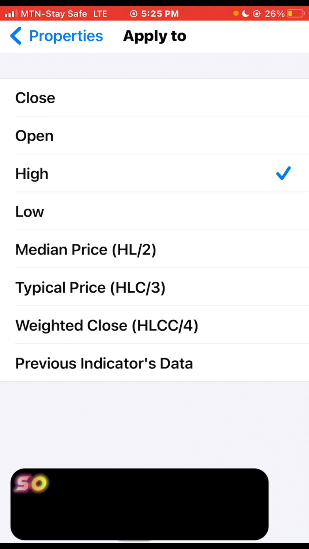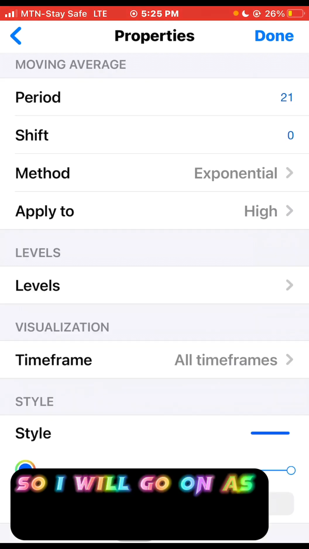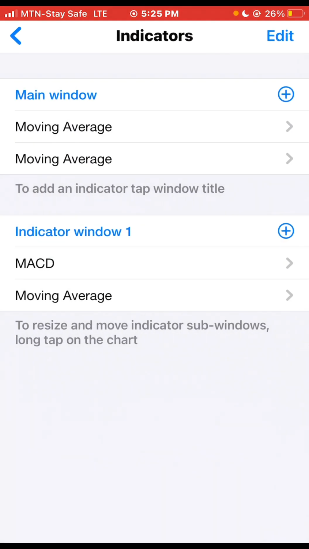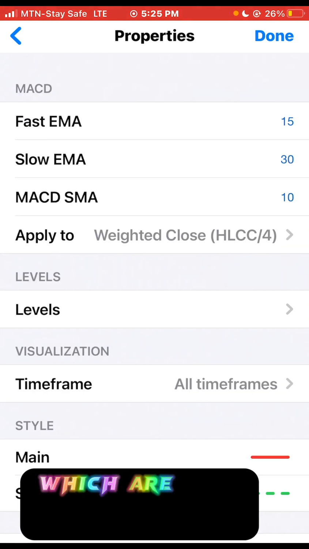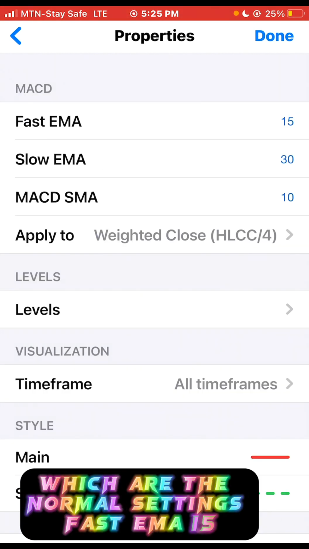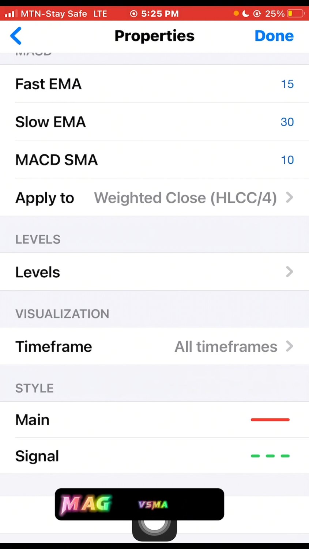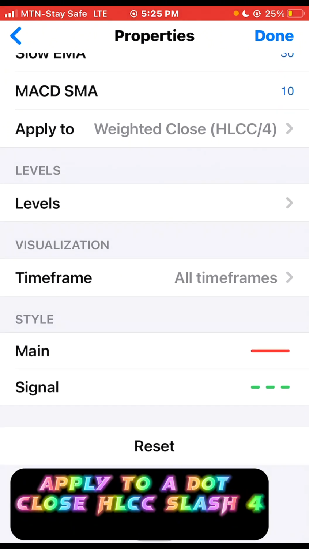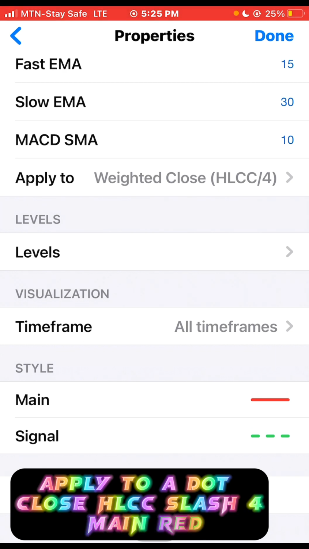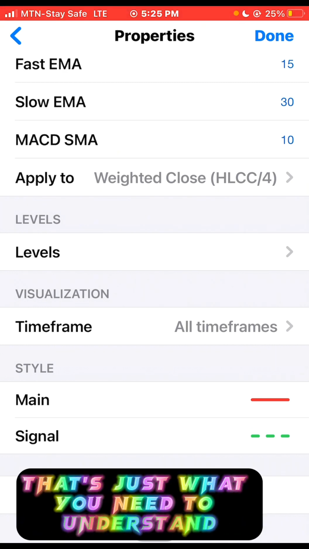On window indicator one, we have the MACD, which has the normal settings: fast EMA 15, slow EMA 30, MACD SMA 10, applied to weighted close, HLCC/4. That's just what you need to understand.